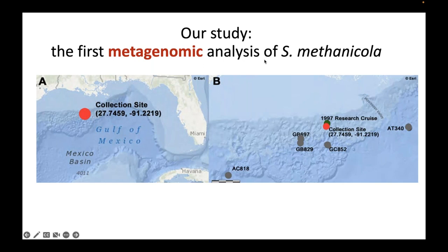And with the metagenomics data, what we are hoping to do is to characterize the microbial communities associated with the ice worm. And we are hoping to also identify genes that are related to the worm host.